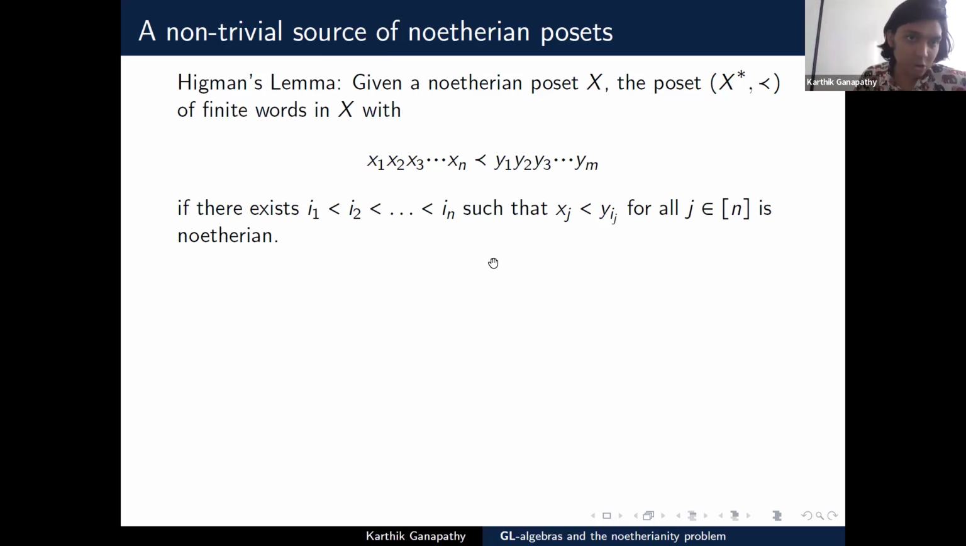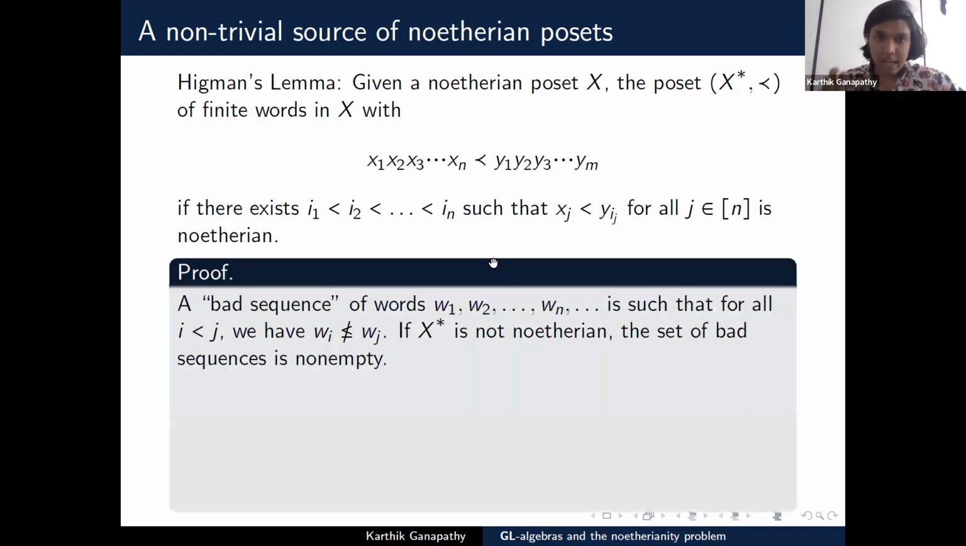I'll quickly say how to prove this, because it's a nice trick that's fairly widely used in computer science and combinatorics in general, which is the Nash-Williams theory of bad sequences. A sequence of words w1, w2, w3, through wn, where each wi is a word, I will call bad if for all i less than j, wi is not less than or equal to wj under the ordering. The point is that if X star is not Noetherian, the set of bad sequences is nonempty. Now I will build a minimal bad sequence.